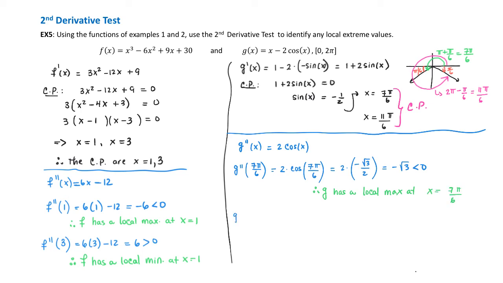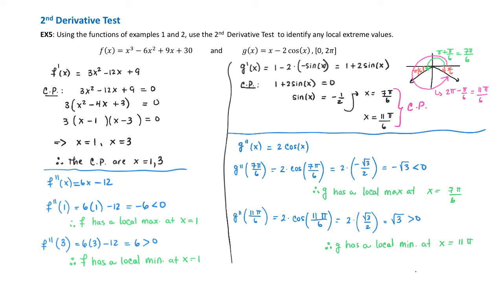Now I continue with the second derivative at 11 pi over 6. Same idea. 2 times the cosine of 11 pi over 6. That is going to be equal to 2 times the square root of 3 divided by 2. That is going to be equal to the square root of 3. And this is now a number that is bigger than 0. So the conclusion here is that g has a local minimum at x equals 11 pi over 6.